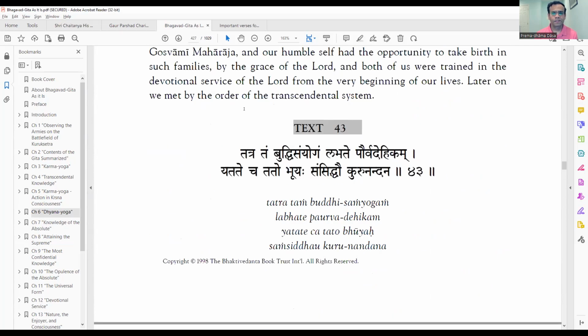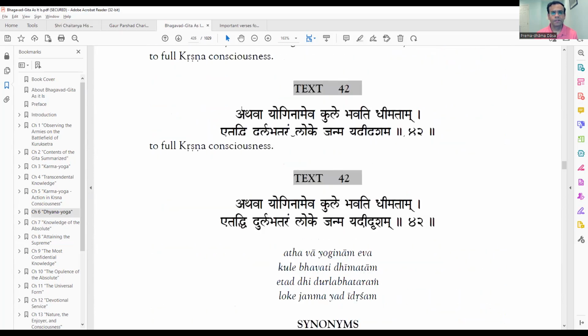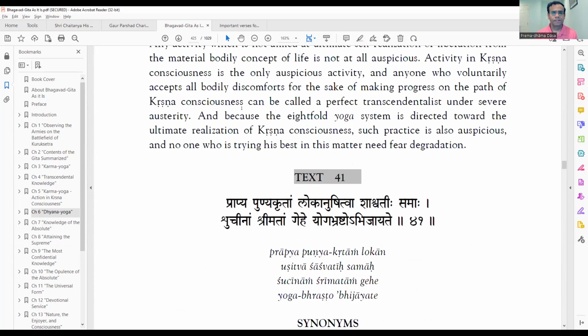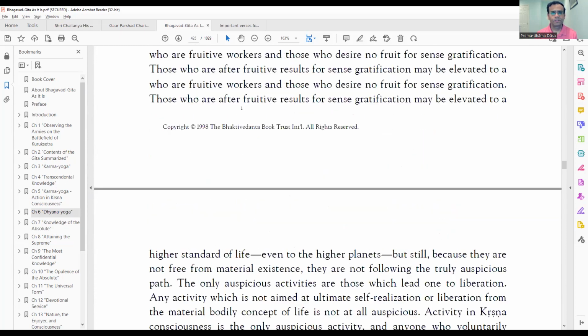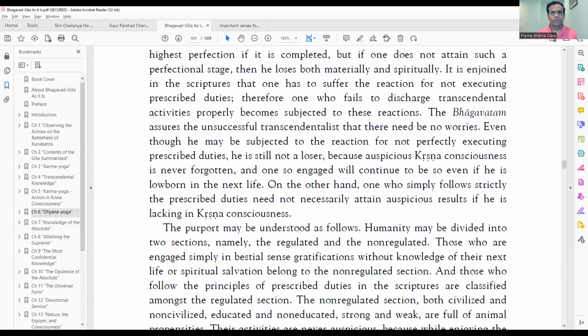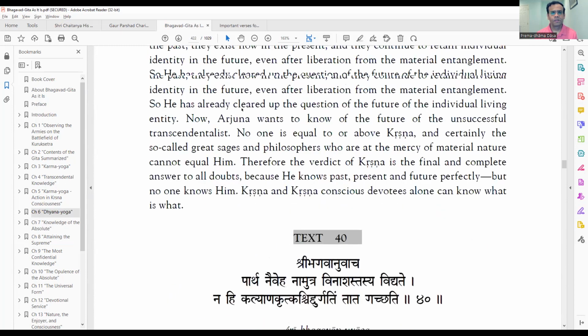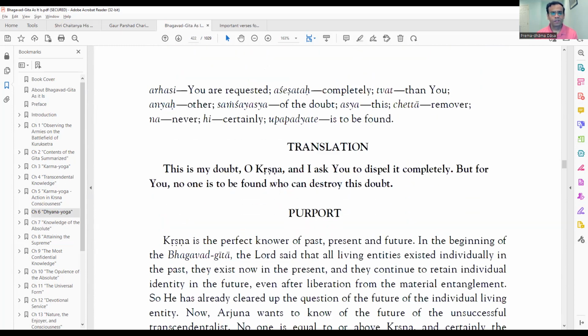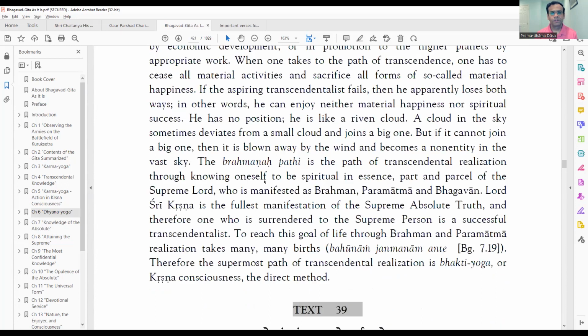Yes, here it is, this section. Sorry, I went ahead. So Arjuna asks a similar question. He says, where's that? Arjuna's question. The 38th verse he's asking.